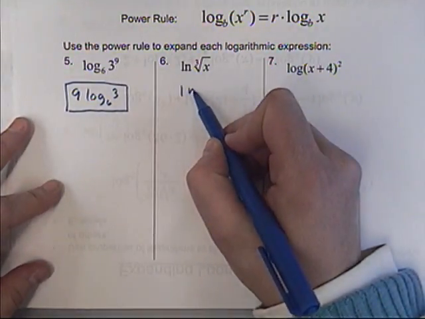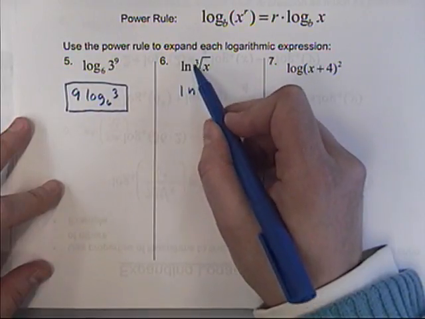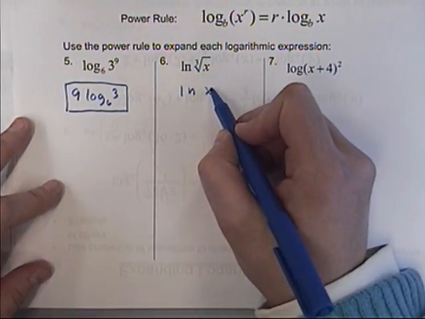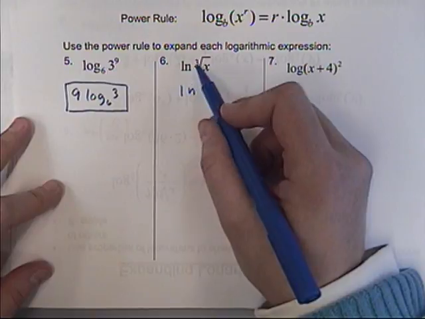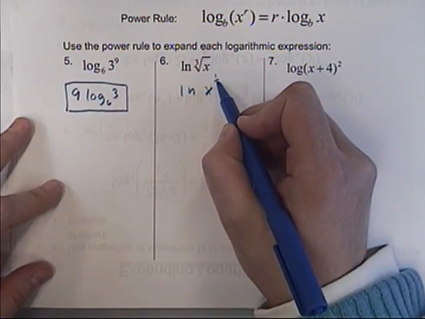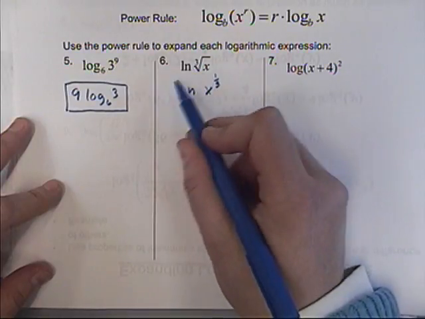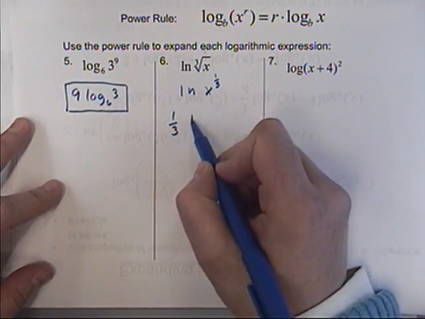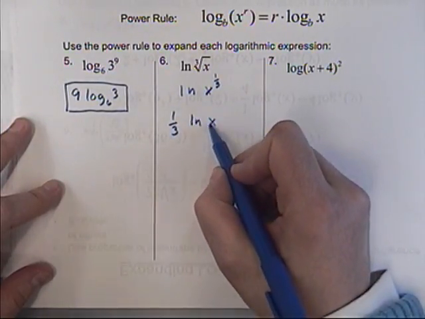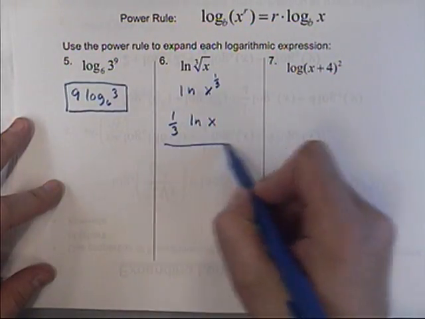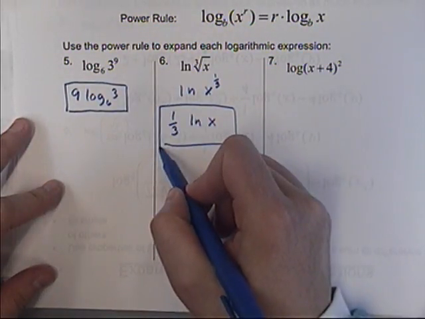This one is the natural log of the cube root of x. I'm going to change this radical to its exponential form. So rather than the cube root of x, I'm going to write that as x to the 1/3. Then I have an exponent I can move to the front. So I'm going to take that 1/3 and move it out in front. So it's 1/3 times the natural log of x. Nothing else I can simplify there, so I'm done.